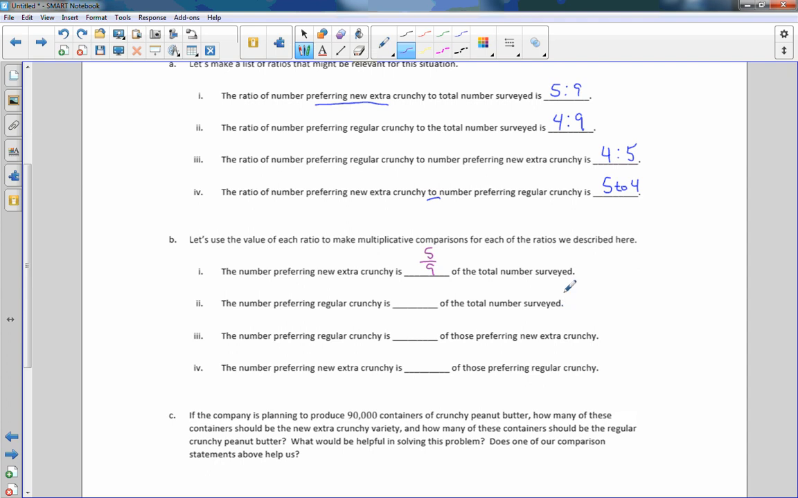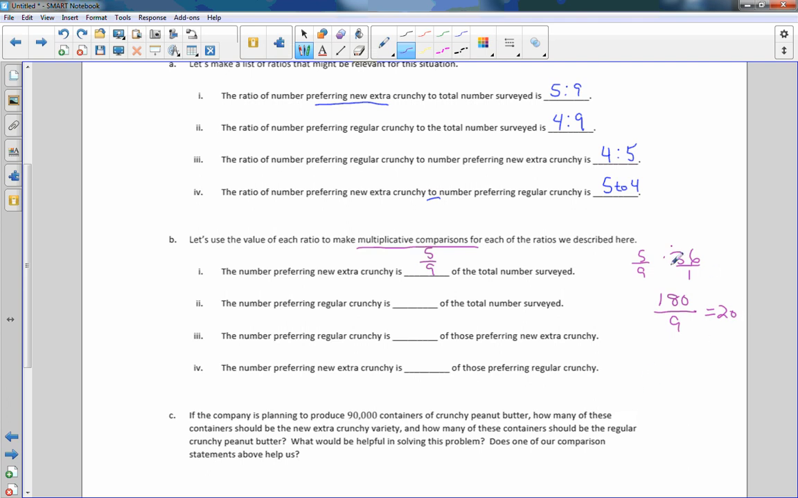Okay? And let me explain that further first. So let's say they're asking a multiplicative comparison, meaning if we ask more than 9 people. So I'm going to ask a multiple of 9 people. Let's say I asked 36. And I wanted to know how many preferred the new extra chunky. So I'd take 36 and multiply it by 5 over 9. Okay? And 36 times 5 is 180 divided by 9, which equals 20.